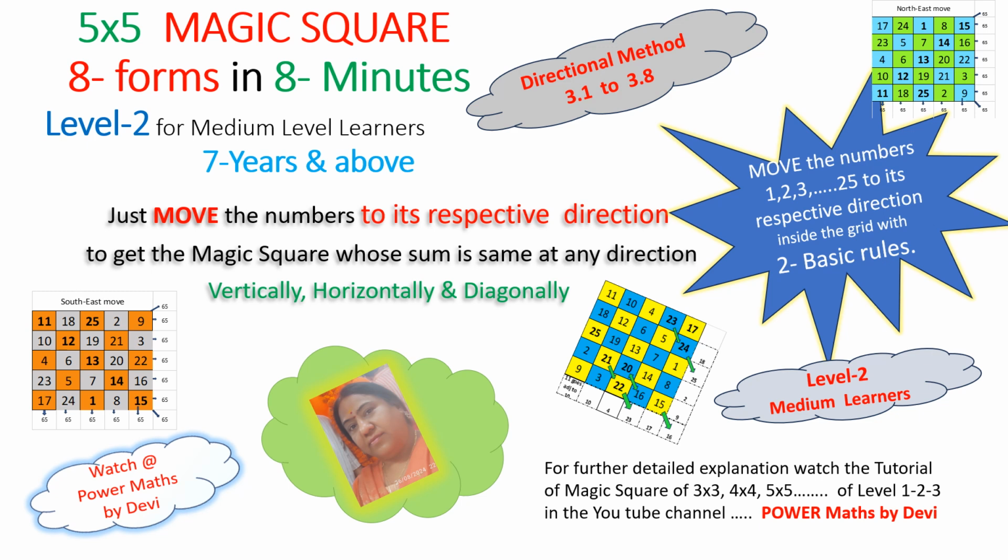This is especially designed for the age group of 7 years and above. Using this Directional Method, one can get the Magic Square not only in one or two forms. You can solve it in 8 different patterns in less than 8 minutes if you grasp the tips and tricks given in this video.